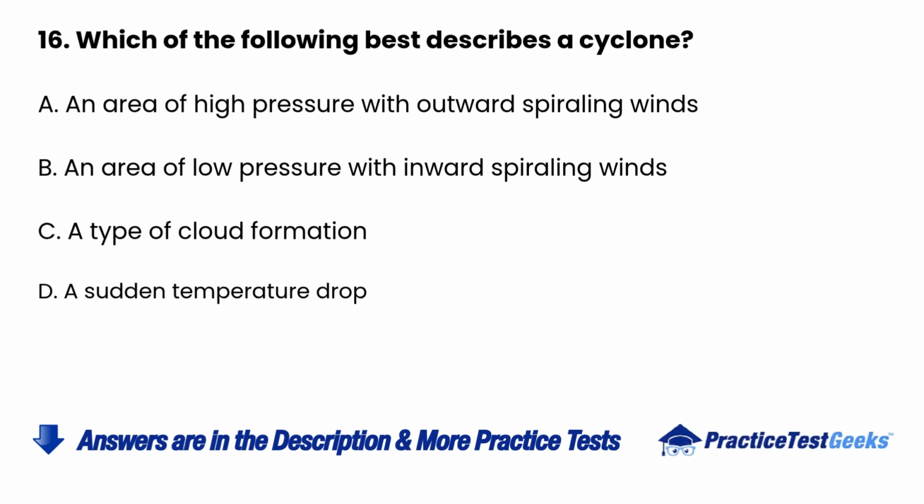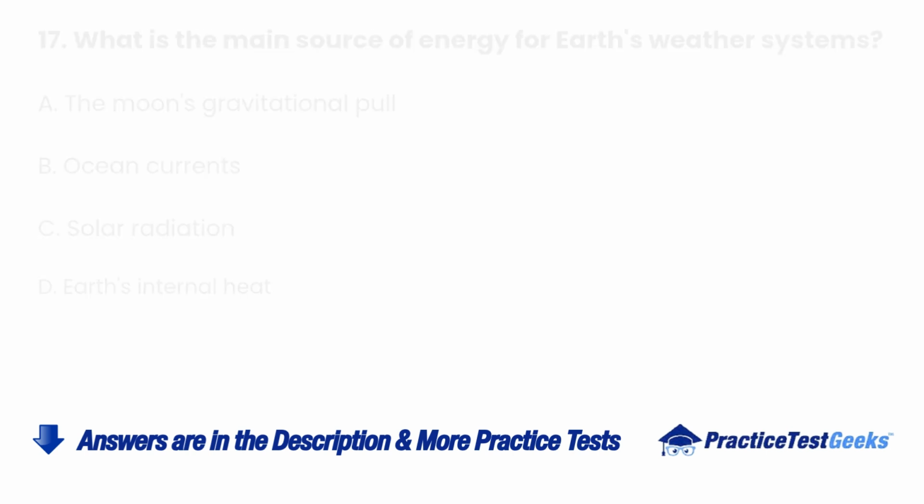A. An area of high pressure with outward spiraling winds. B. An area of low pressure with inward spiraling winds. C. A type of cloud formation. D. A sudden temperature drop.